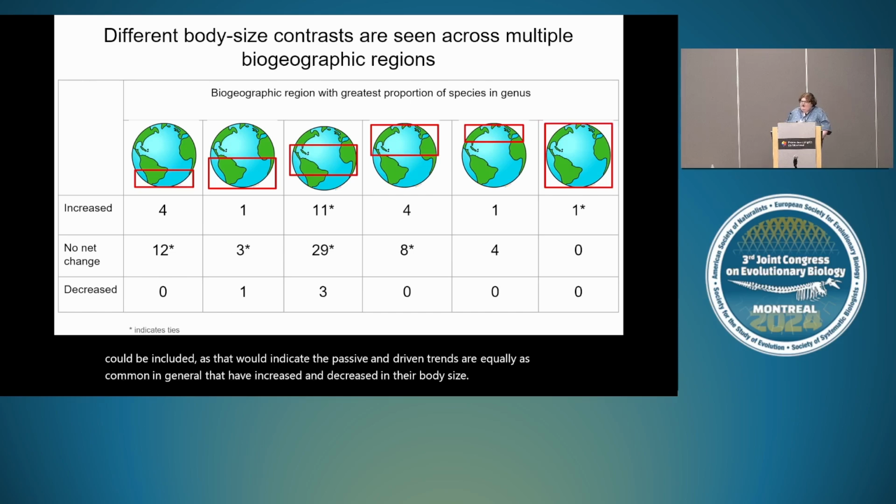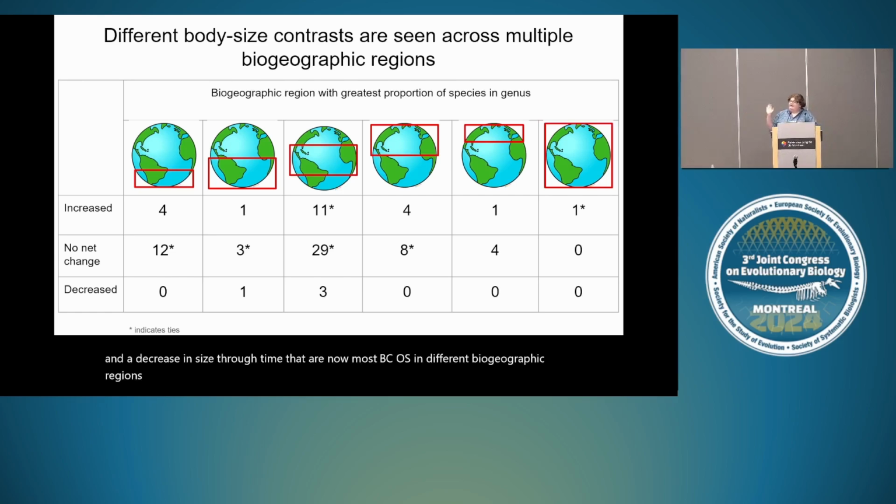So finally, here I show the number of genera of each of these 3 body size change categories: an increase in size through time, no change in size through time, and a decrease in size through time, that are now most speciose in different biogeographic regions.